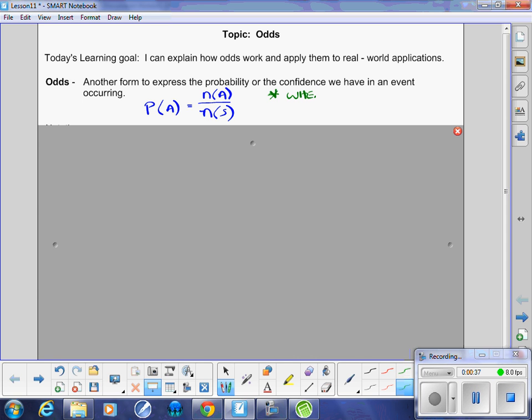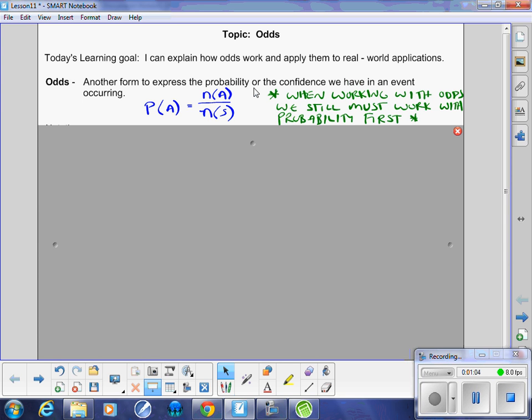So when working with odds, we still must work with probability first. What I have found in the past is that students think it's two different things. It's actually odds and probability are the exact same thing. It's just another way that we can write it, just another format.